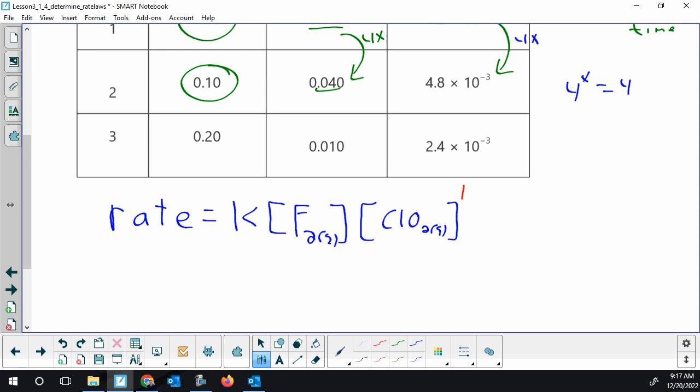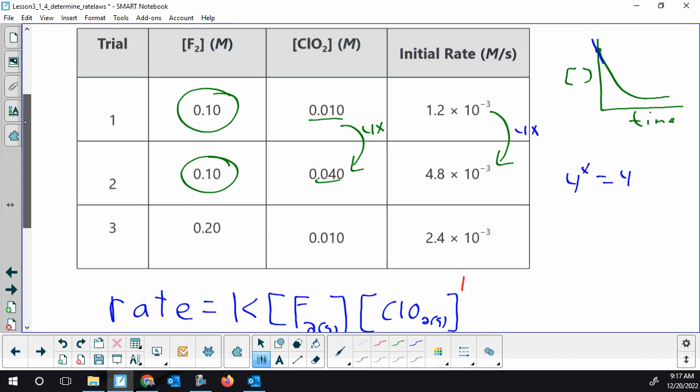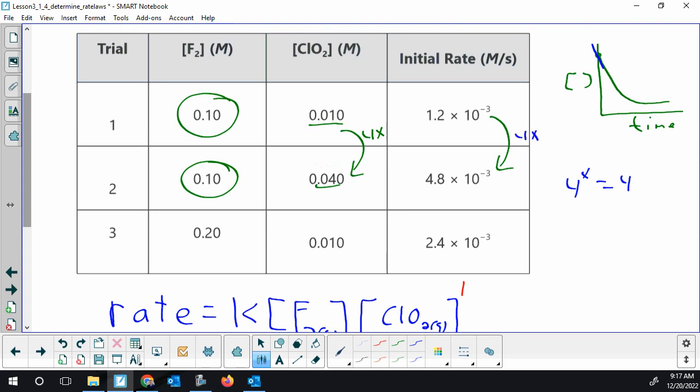What is the order to the fluorine chemical? So we have to find an opportunity where the second chemical is controlled. So if we look at experiment 1 and 3, the concentration of chloro-dioxide is the same. So we've got to look at what the fluorine concentration does and the rate. So 1 to 3, this is a double in this case.